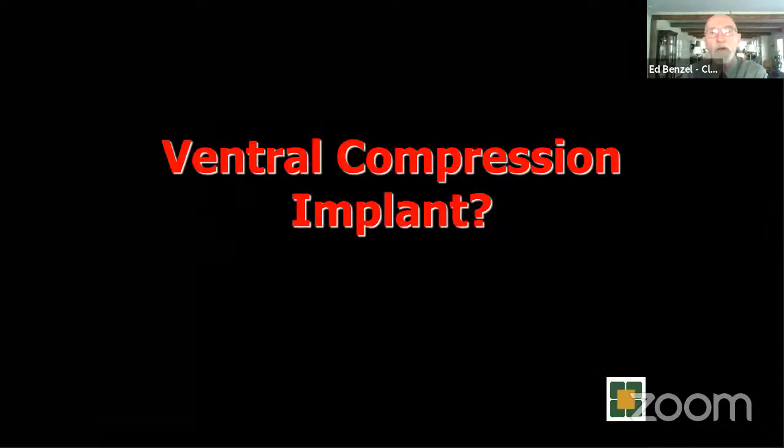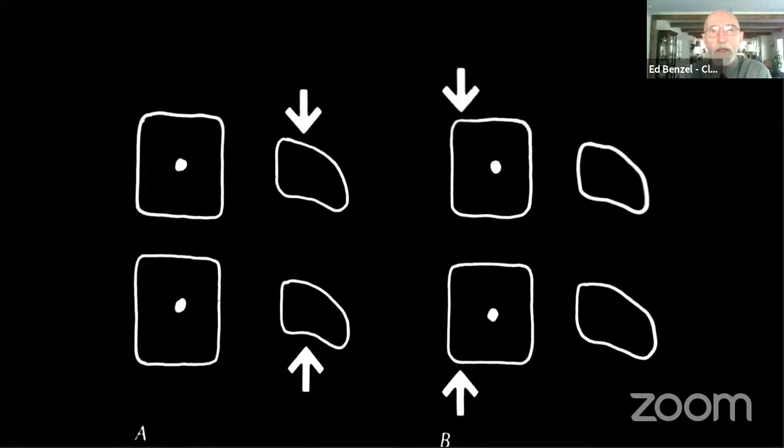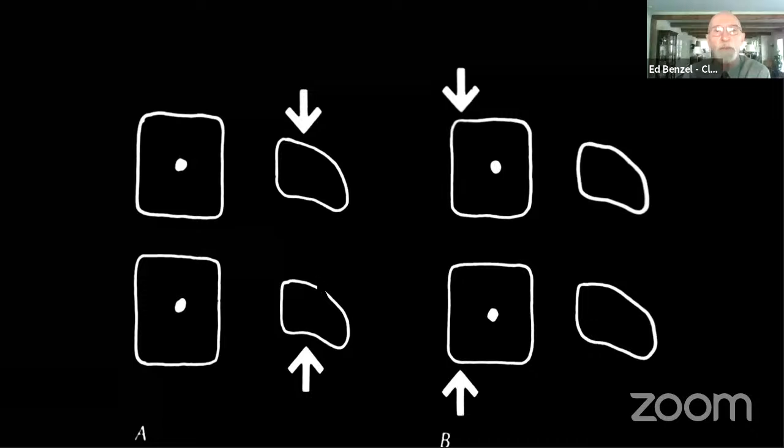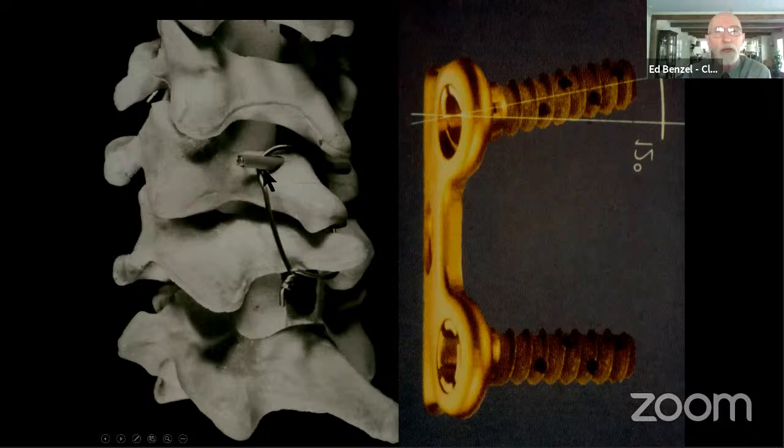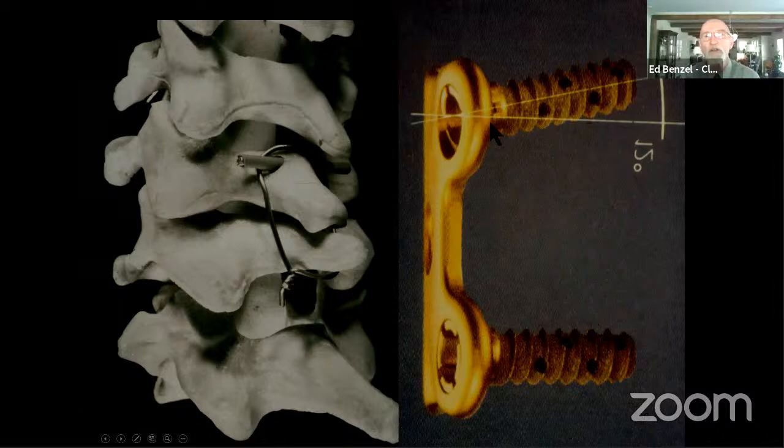I asked the question, nobody really has to answer this because I will answer it in a bit. Is there such a thing as a ventral compression implant in the cervical spine? The answer is yes, but in a way that you might not think of it. We know that we can compress from behind, but the question is, can we compress from in front? So if we compress from behind, we can use clamps or wires or a variety of strategies to compress the spine, but we really don't have a mechanism to do it in front unless you consider this.